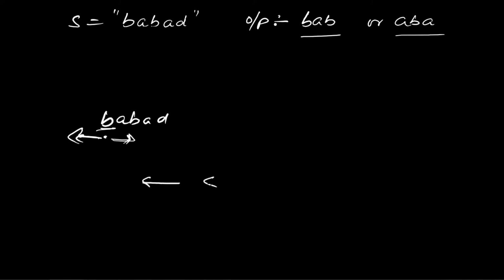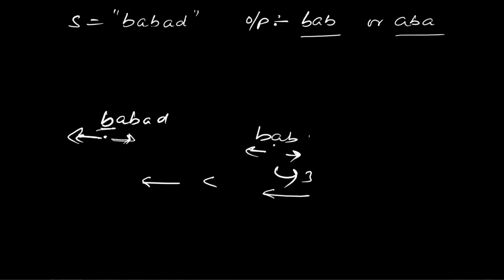So we are going to use all the indexes as the central point, and we'll try to expand left and right. If we are at index 1, B A B, we will try to expand from the left side and right side. Moving left and right simultaneously, B and B are equal. So the length of this substring is going to be 3.